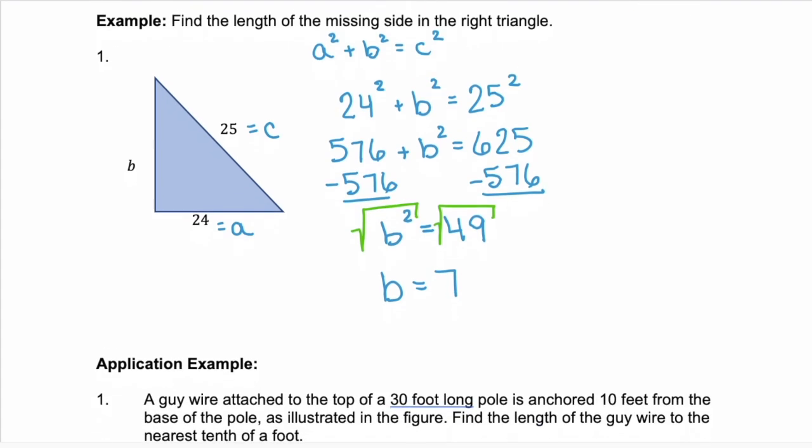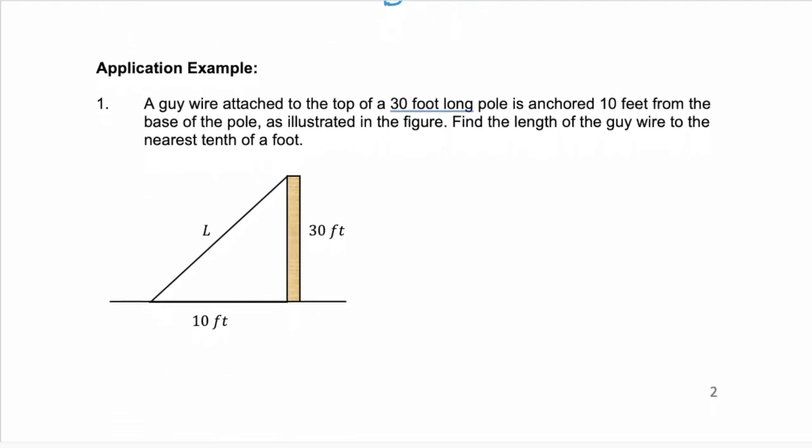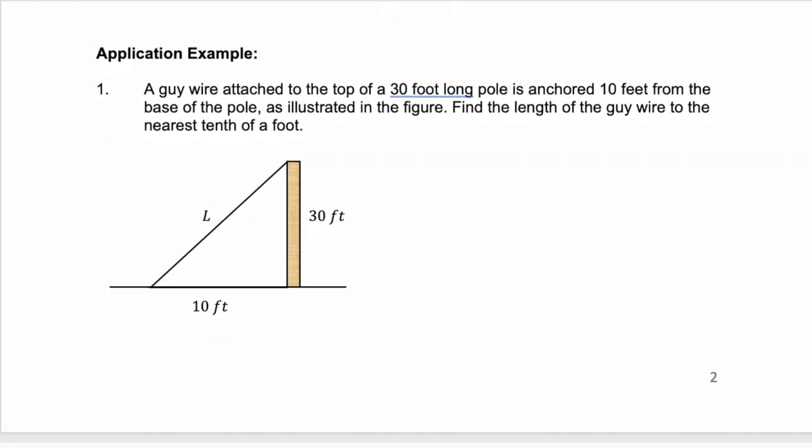Now let's look at an application. So we have a guy wire that's attached to the top of a 30-foot long pole. So we have our 30-foot long pole, and it's anchored 10 feet from the base of the pole, as illustrated in this figure. Find the length of the guy wire to the nearest tenth of a foot. That's going to be important. Nearest tenth of a foot.